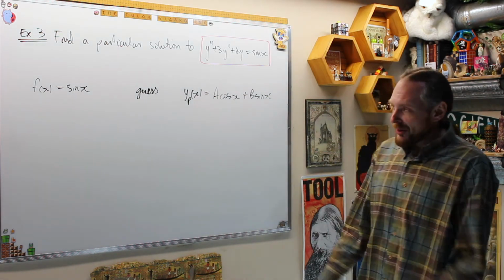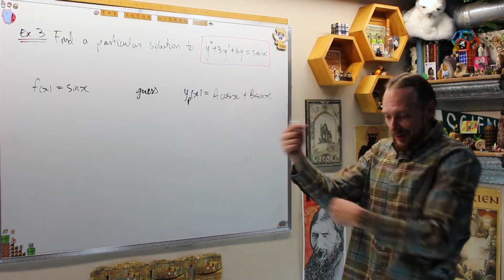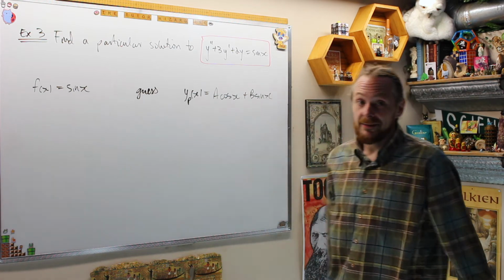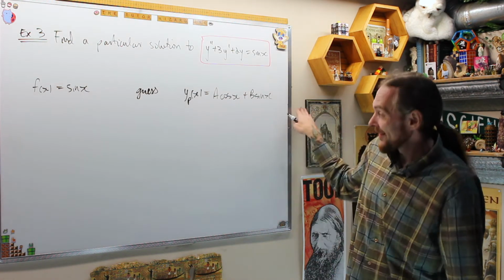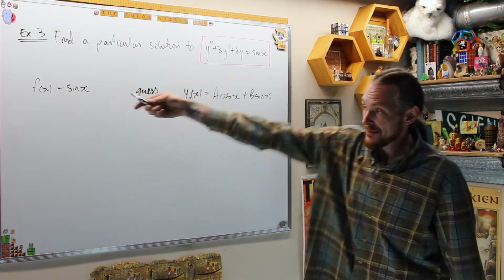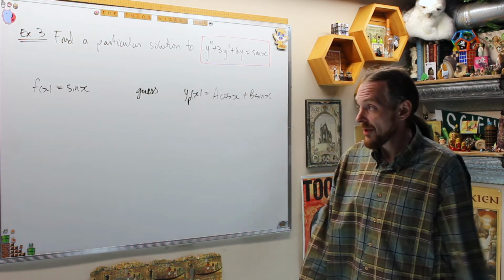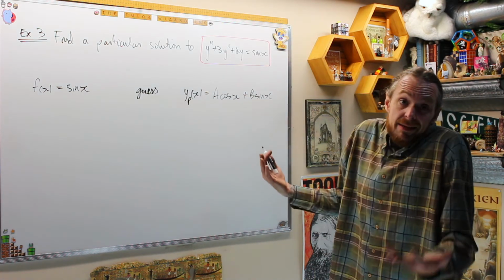This is the guess. You don't just guess which one it is because sine and cosine turn into each other up to a negative in their derivatives. We're going to guess that this will be the most general guess if we have a sinusoidal function, sine or cosine, as our non-homogeneous function. Once I make that guess, the technique is now the same.